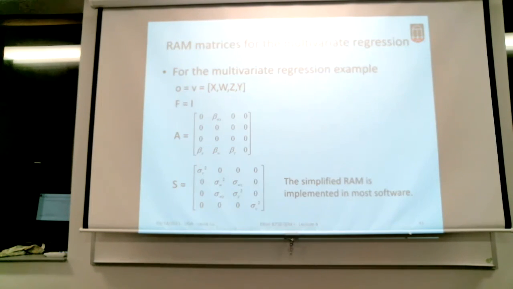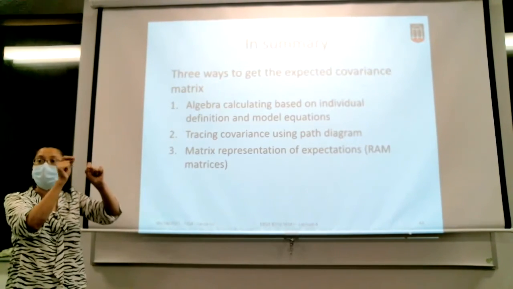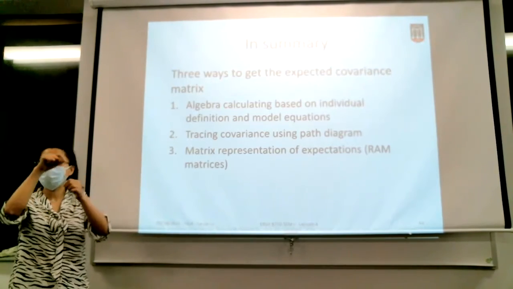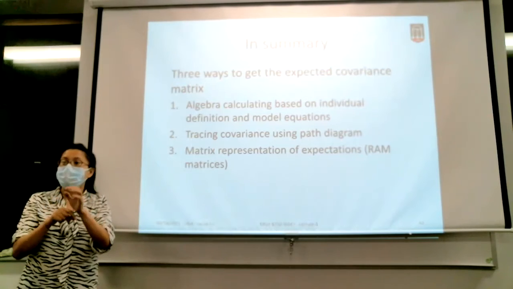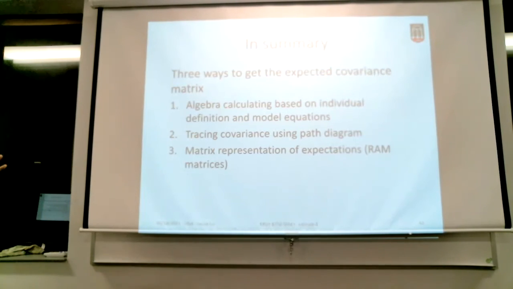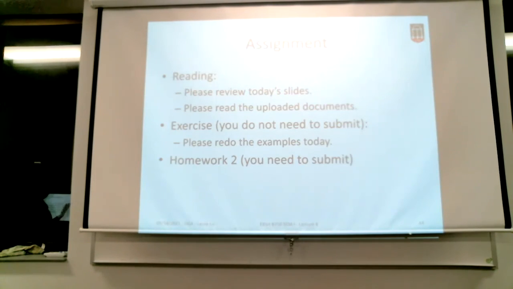Okay, so far we have gone through all three methods. Method 1, just do the algebra calculation. Method 2, the choosing method, following those rules. Method 3, the matrix calculation. For the same model, you can verify it. The answer will be exactly the same, although you use different methods. So the final answer is the same. That's our summary. That's it for today's talk, and you do have homework 2.